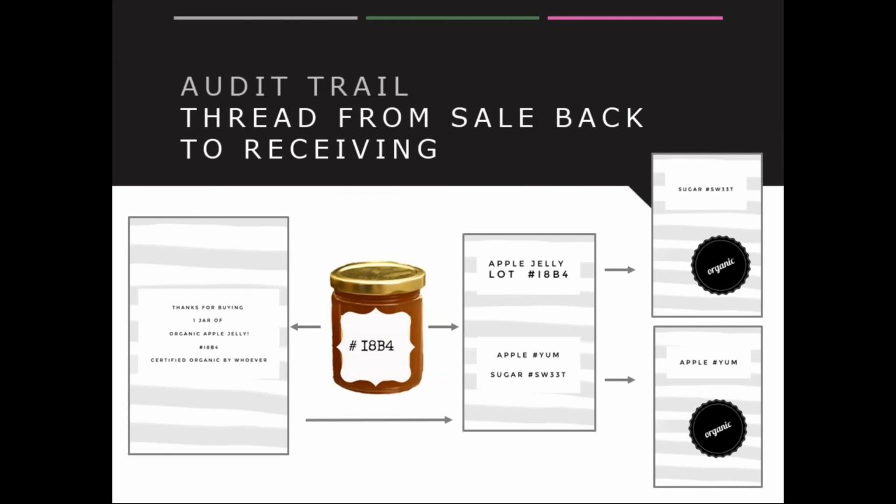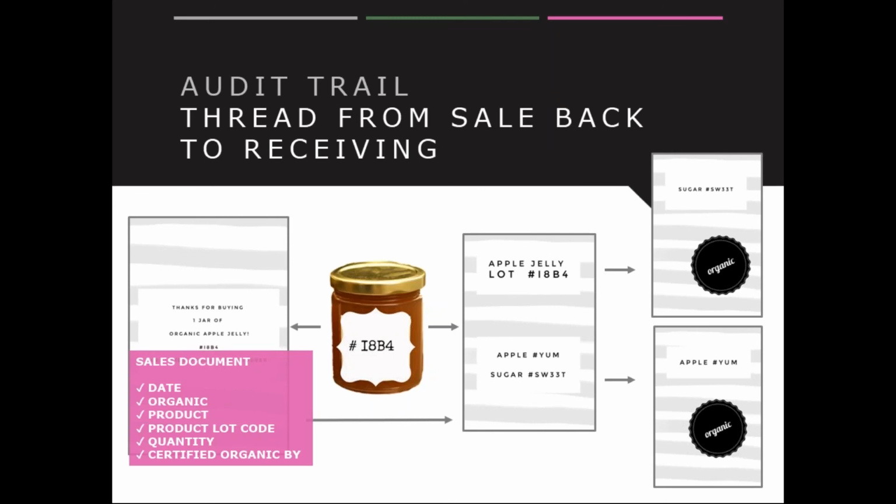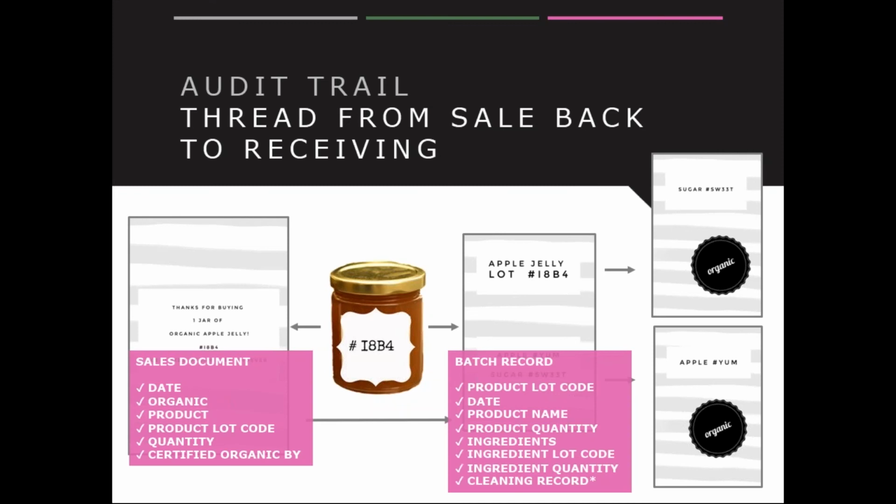So now you can see how this all pulls together. Your sales document contains your lot code and shows that the product was sold after it was in fact produced. This ties to the exact jar of product. The lot code then ties to a batch record, which again shows that production happened before shipping and after receiving the ingredients. It also shows that you produced as many units as you sold and used ingredient quantities that you did in fact purchase, because on this batch record are all the ingredients you used and their lot codes.